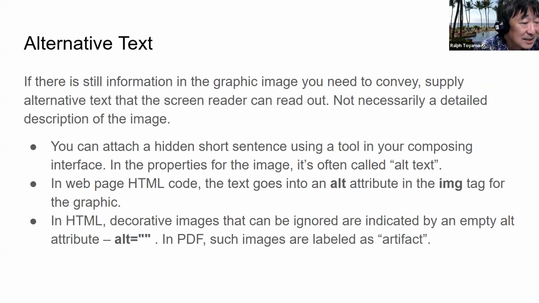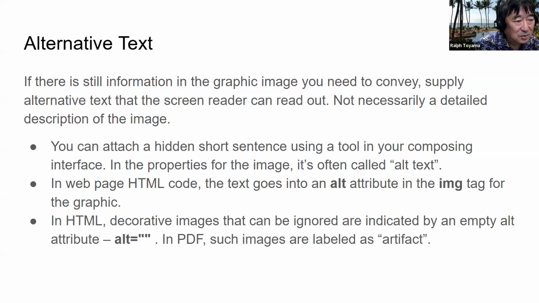Now to this slide. If there's still information that you need to convey, you should supply alternative text that the screen reader can read out to explain or describe it. And that's not necessarily a detailed description of the image. It all depends on what it is that you need to communicate. And there's a link on the LibGuide to a very good explanation about what level of detail you need to present in order to accomplish what you need to do.